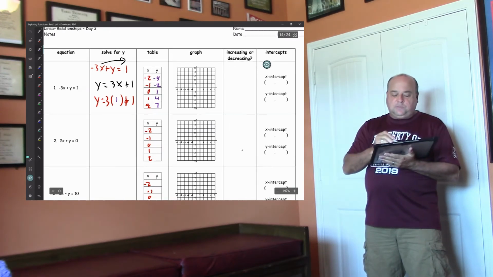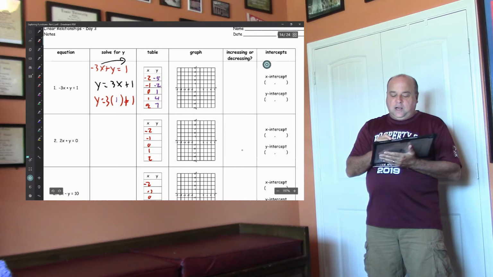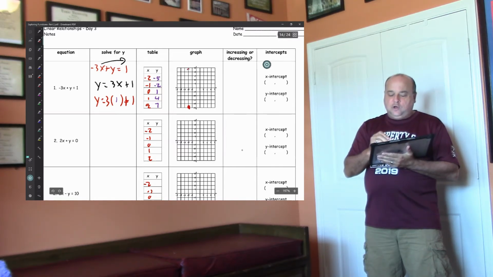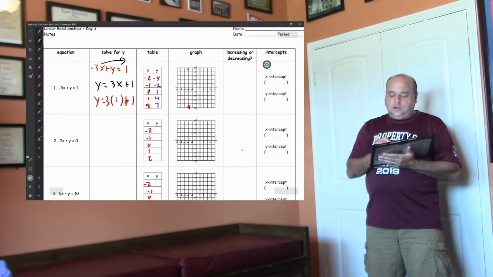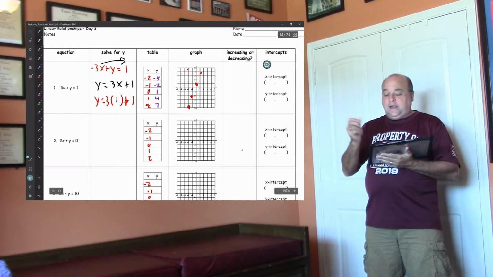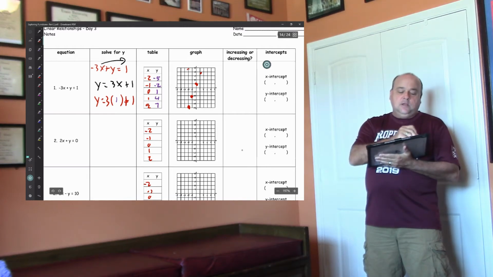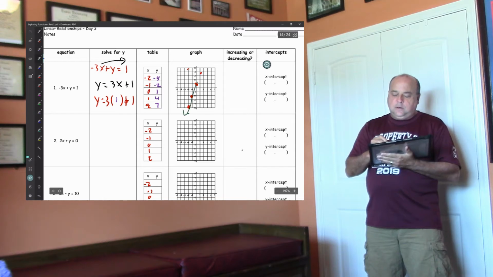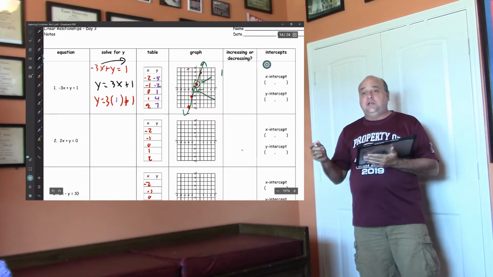Now then, let's graph these points. Left 2 down 5, left 1 down 2, 0 comma 1, 1 comma 4, and we can't graph 2 comma 7, can we? So connect those dots. Let me do it in a green line so it shows up better. This would be our y-intercept, which is 1. And this right here would be our x-intercept, and it's a fraction.